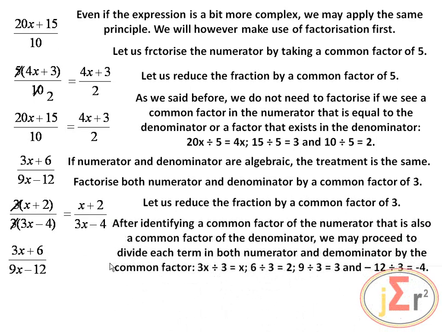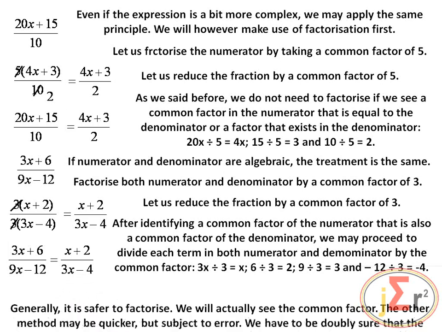So, after identifying a common factor of the numerator that is also a common factor of the denominator, we may proceed to divide each term in both numerator and denominator by the common factor. So we have 3x divided by 3 is equal to x, and 6 divided by 3 is equal to 2, 9 divided by 3 is equal to 3, and negative 12 divided by 3 is negative 4. Right. And we have x plus 2 over 3x minus 4.